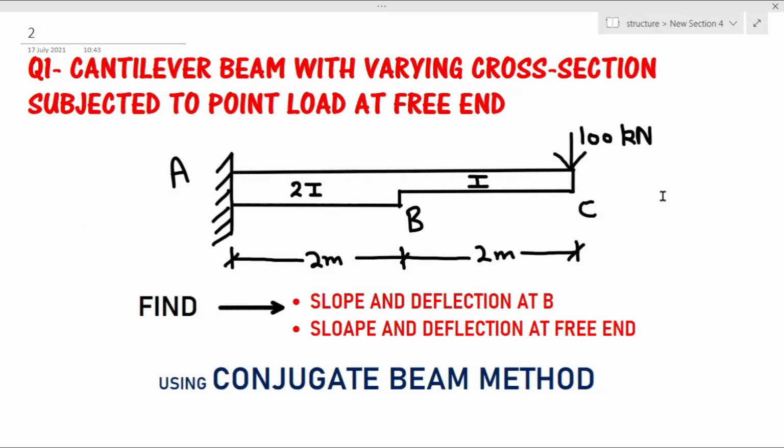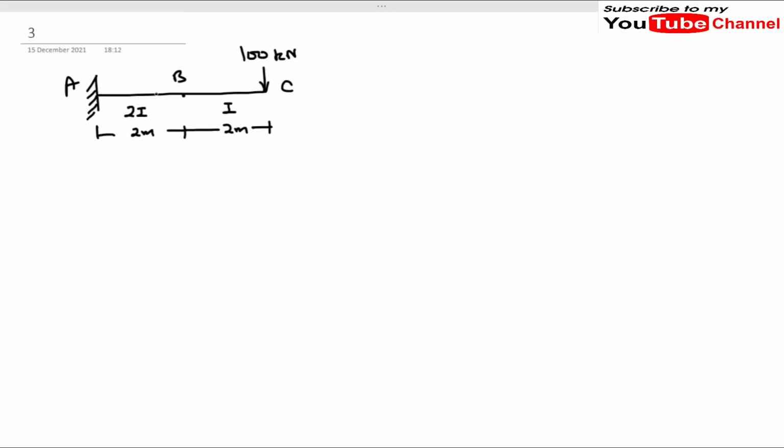Without any further delay, let us get started with the solution of this problem. So this is our problem. Now let us call this beam our real beam. Now we have to change this real beam into its conjugate beam. So how are we going to do that? First of all, we will change the support condition.